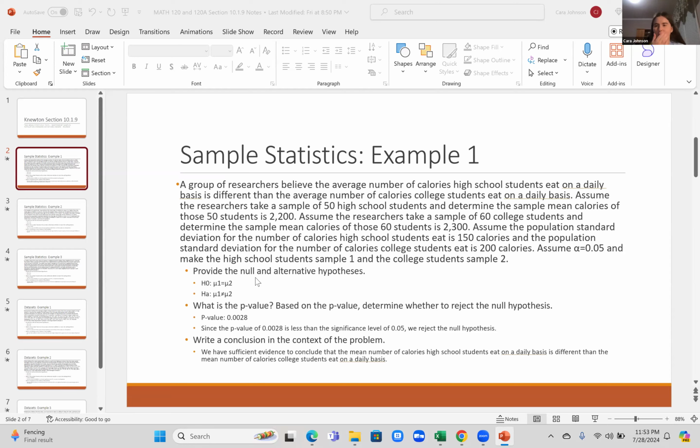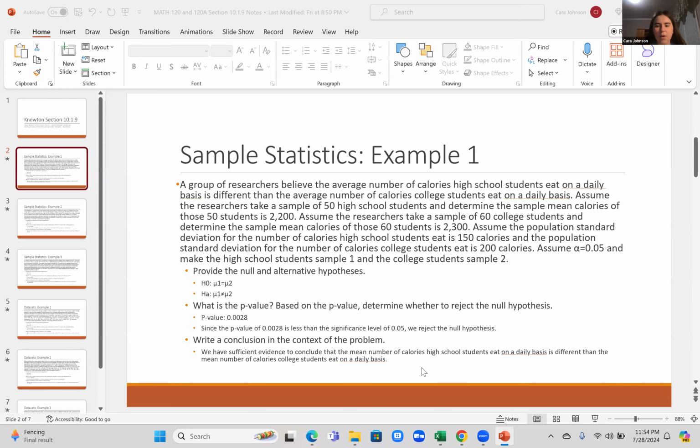So for this type of hypothesis test, the null hypothesis is always that mu1 equals mu2. So remember, sample 1 is high school, sample 2 is college. So the mean of high school equals mean of college. That's always the null for this test. Mu1 equals mu2. And then the alternative is going to depend on the context of the question. So it said different than. So my alternative is going to be mu1 not equal to mu2. I just want to know if the mean of high school is different than the mean of college.